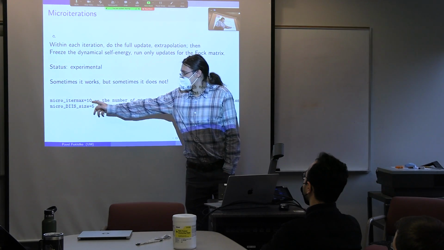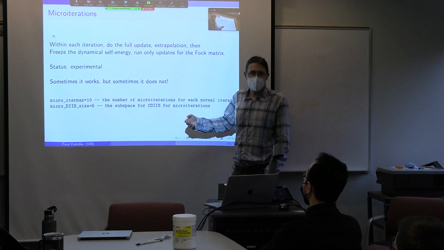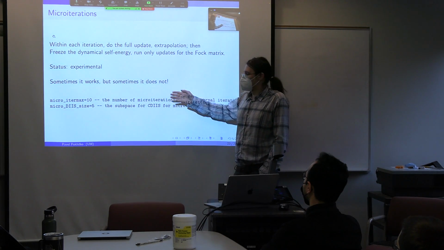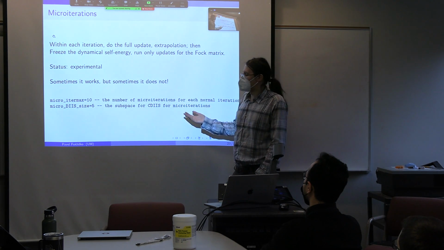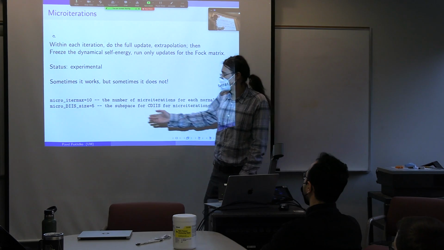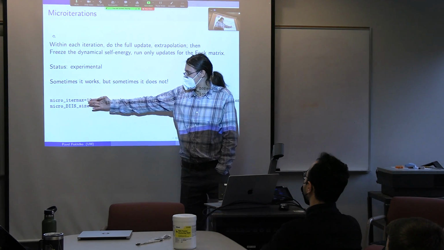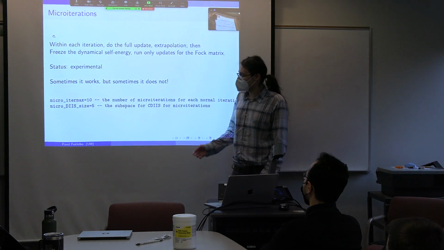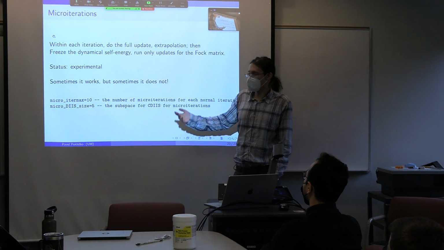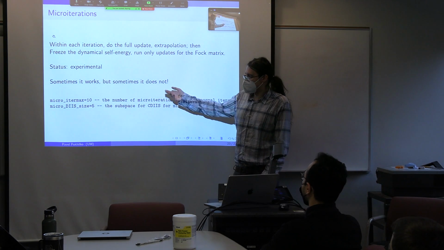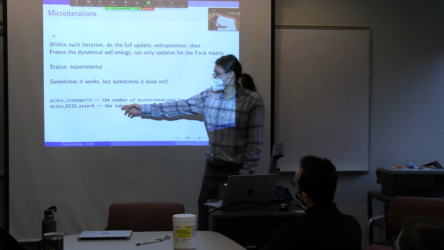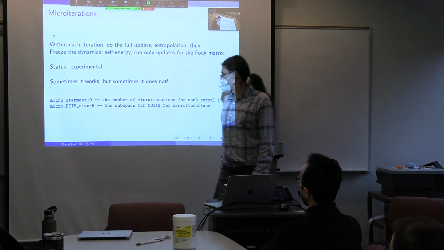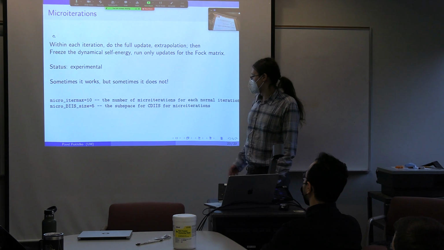So you can say how many micro-iterations you want. You don't want like 100 micro-iterations, maybe a few, just run a quick update of the Fock matrix. So for example, micro itermax equals 10, and you can also specify the commutative DIIS subspace for the micro-iteration as shown here. Micro DIIS size equals something.